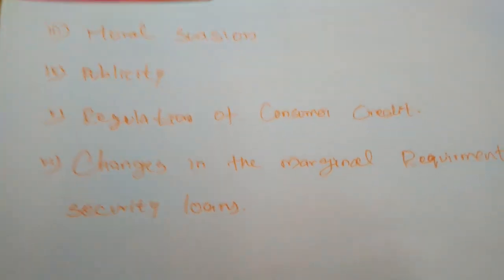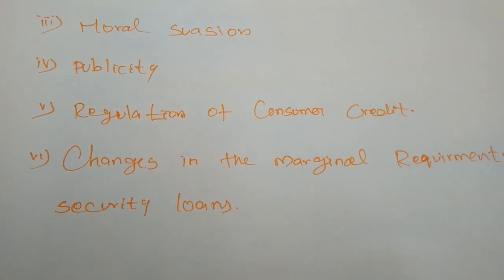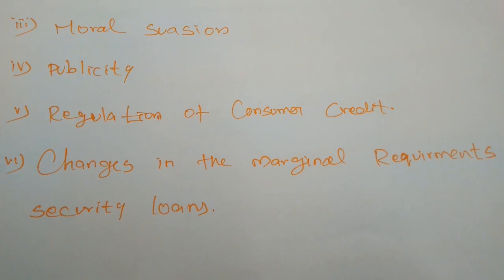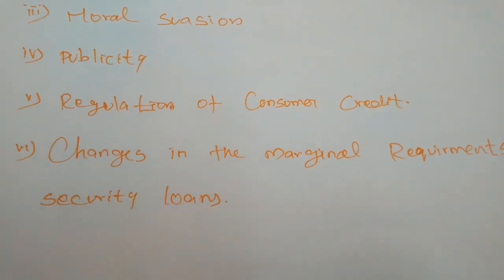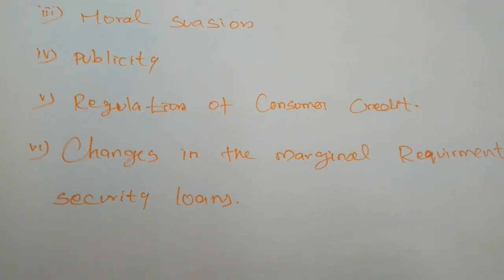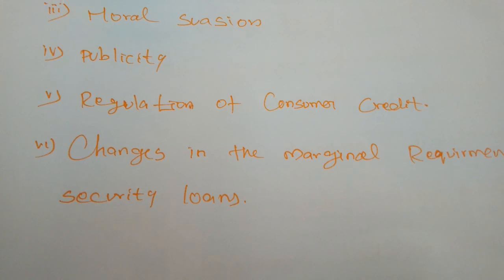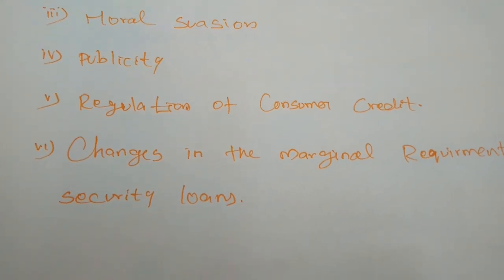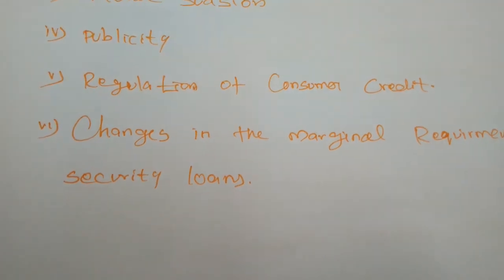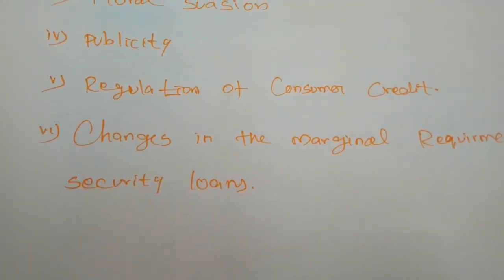So whenever the Reserve Bank of India brings in credit control measures, the commercial banks will be asked to cooperate with them. By understanding the credit control measures of the Reserve Bank of India, the commercial banks also are going to support. Next, publicity. The central bank, in order to make the policy successful, takes the medium of publicity.